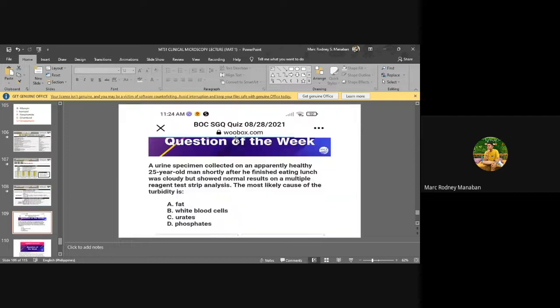Okay. We have a question here, dear, from BOC. When you say BOC, those are reviewers for ASCPI. Okay, let's try to answer. A urine specimen collected on an apparently healthy 25-year-old man shortly after he finished eating lunch was cloudy but showed normal results on a multiple reagent strip analysis. The most likely cause of the turbidity is, okay. What is the answer? For those taking the ASCPI, like me, just kidding. This one is easier to answer. The patient's urine turned turbid, he just came from eating. Alright? But earlier the patient was healthy. The chem strip results are negative. So what is the possible cause of turbidity?